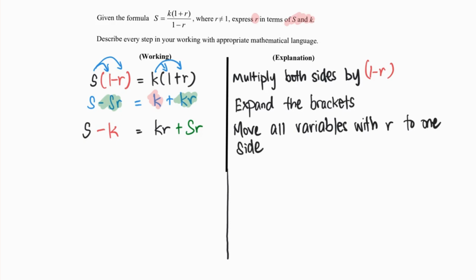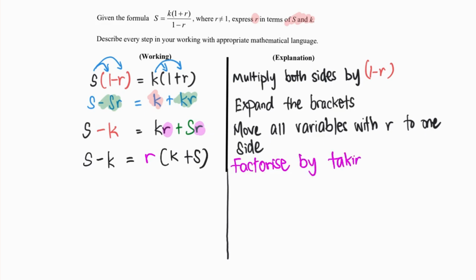And those without R on the other side. So that I can see that we have a common factor R. We are going to factorize the R as the common factor. That will give me K plus S here. So we are trying to factorize by taking out R as the common factor.